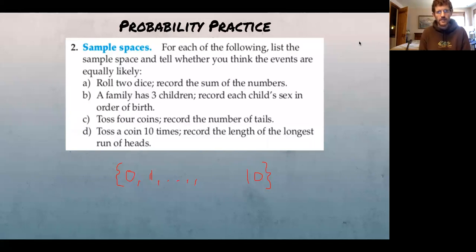Okay. These are not equally likely. Let's just wrap it up. Certainly getting 10 in a row is very unusual. Getting 0 is very unusual. So somewhere in the middle is going to be the most likely. Okay. So let's go ahead. What am I doing?